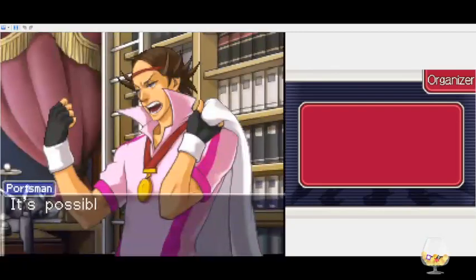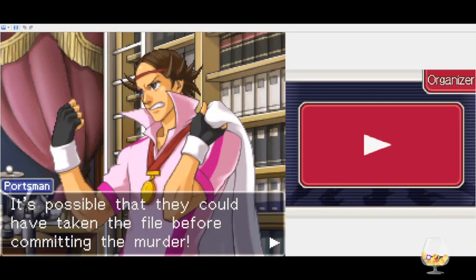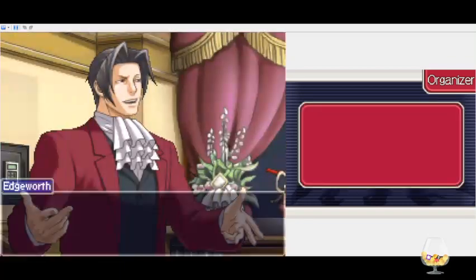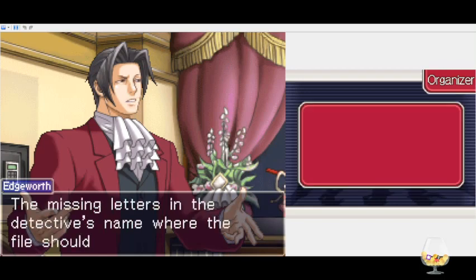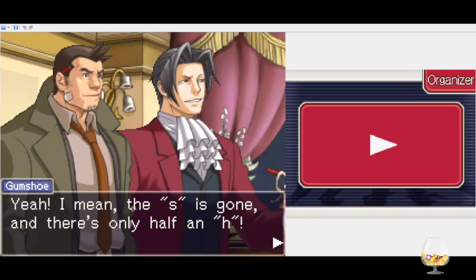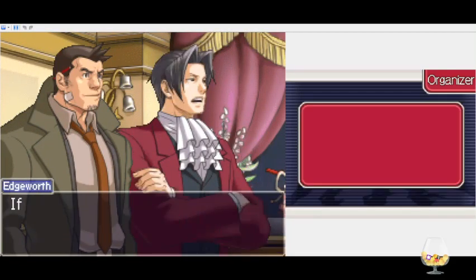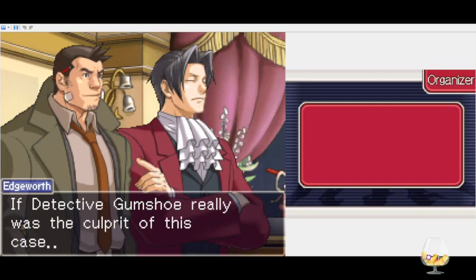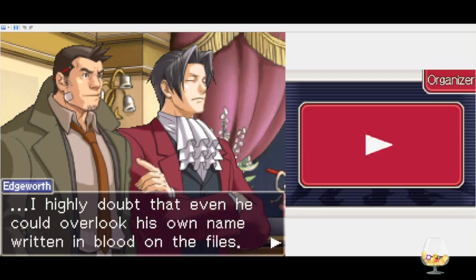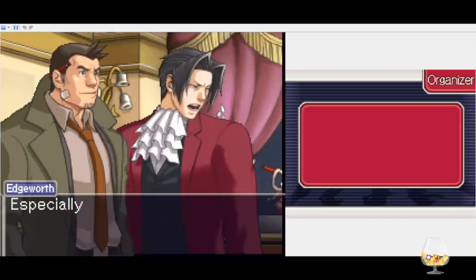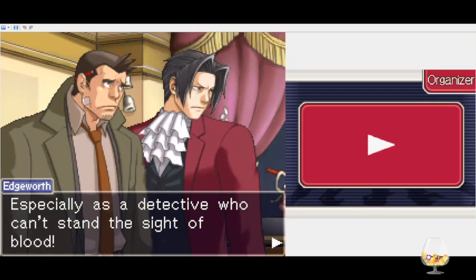Objection! It's possible they could have taken the file before committing the murder. I think it's pretty obvious the file was stolen after it was written on. The missing letters in the detective's name where the file should be is proof. Yeah, I mean, the S is gone, there's only half an H. If Detective Gumshoe really was the culprit of this case, I highly doubt that even he could overlook his own name written in blood on the files. Especially as a detective who can't stand the sight of blood.